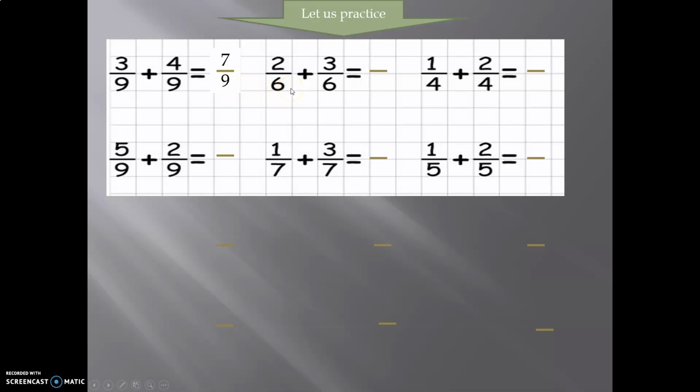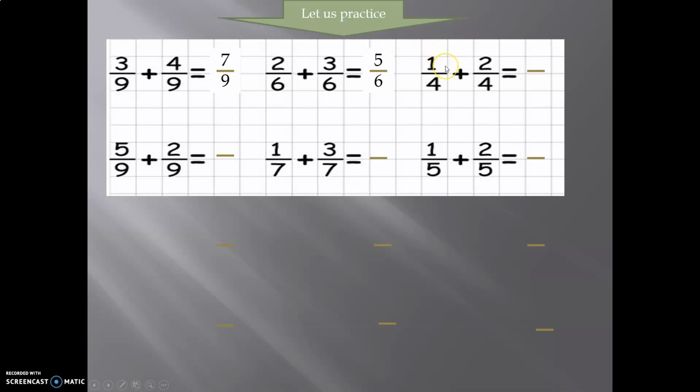Now take a look here. 2 out of 6 plus 3 out of 6. Like fractions? Very easy. I know what the denominator in the answer will be. The same, 6. But 2 plus 3 is 5. So my answer will be 5 out of 6, or 5/6, or 5 over 6.